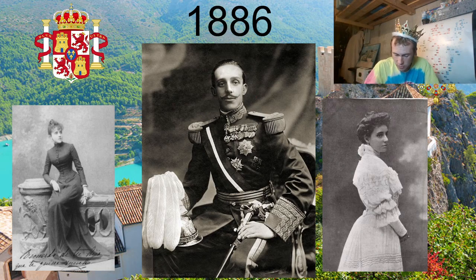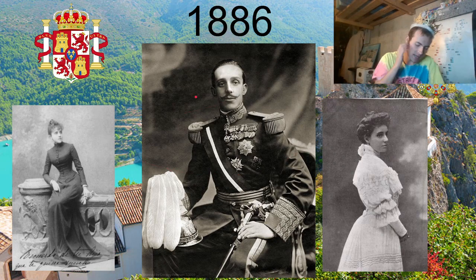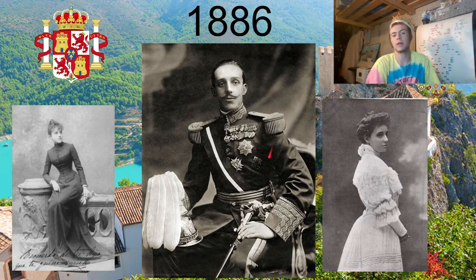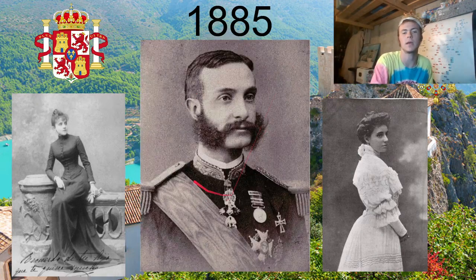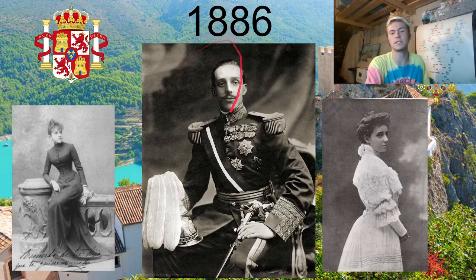So Alfonso XII dies in November of 1885, and Alfonso XIII is now king, and he was born in May of 1886. So he actually became king 6 months before he was even born. So pretty crazy. So he was king for about 6 months before he was even born. So he becomes Alfonso XIII.